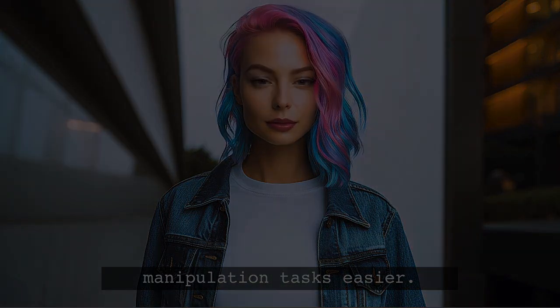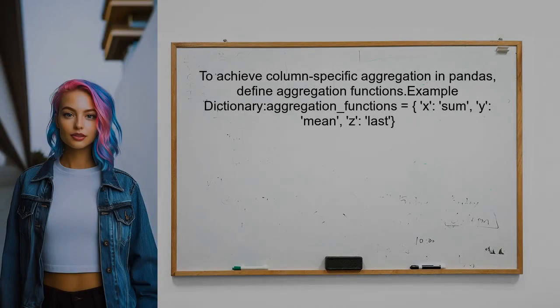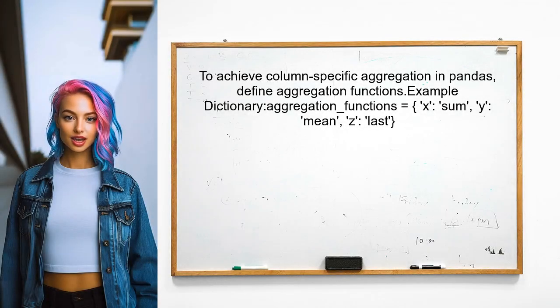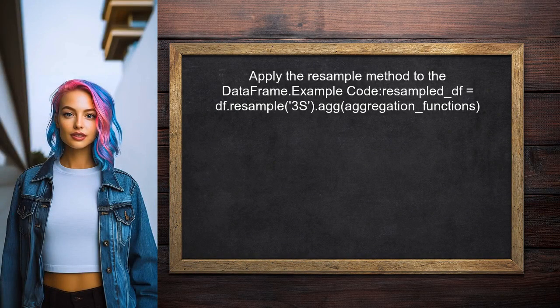To achieve column-specific aggregation in a Pandas data frame, the user can utilize the resample method along with the aggregate function. First, they need to define the aggregation functions for each column in a dictionary format. Next, the user should apply the resample method to the data frame. They can specify the desired time frequency, such as every 3 seconds, and then pass the aggregation dictionary to the aggregate function.